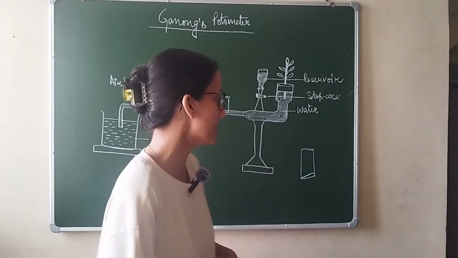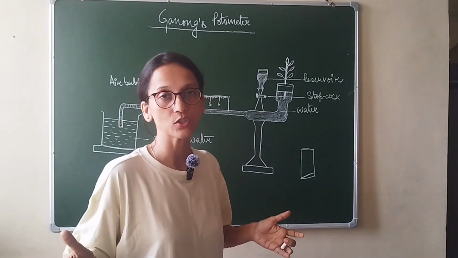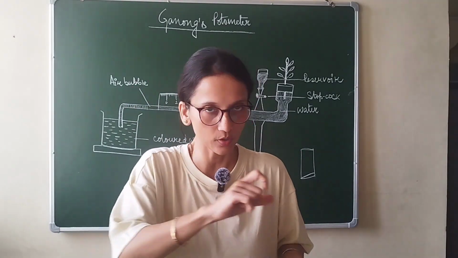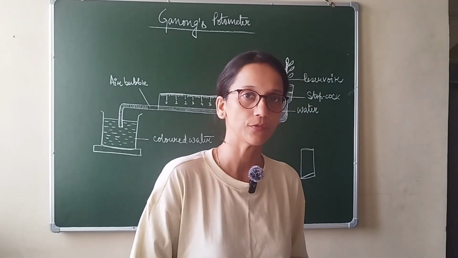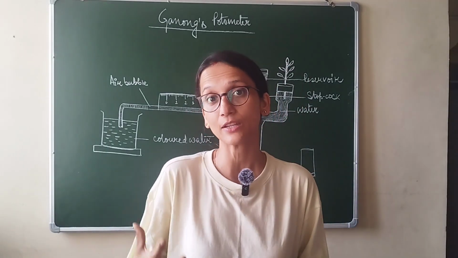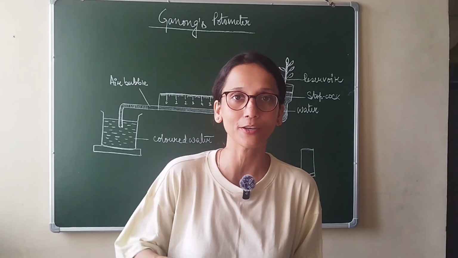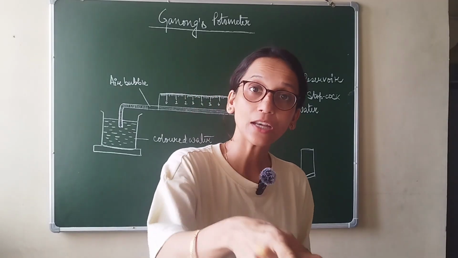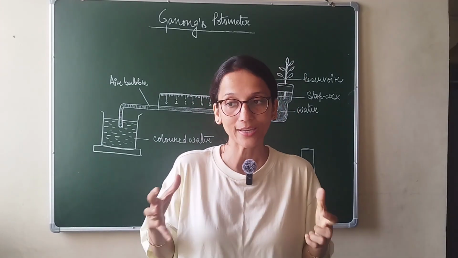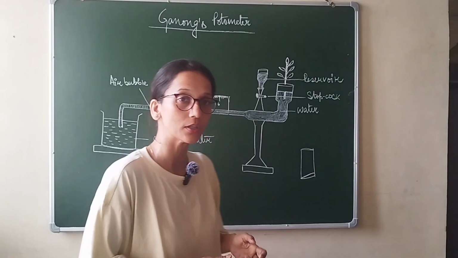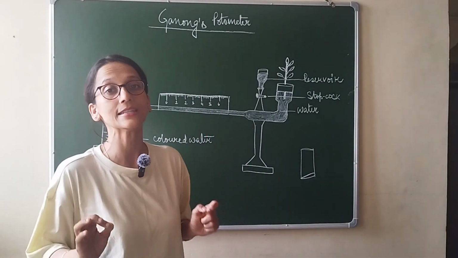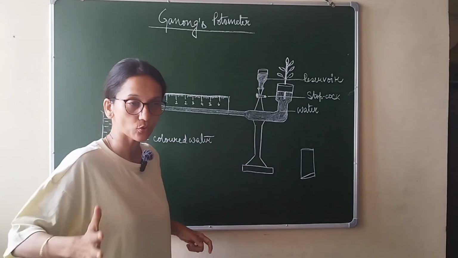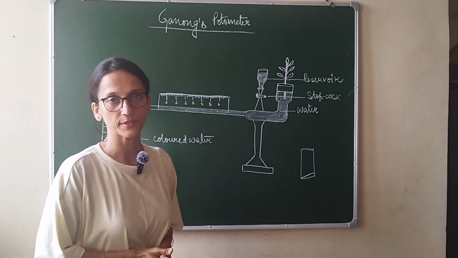How do I explain this? If I keep this setup in a place which is very sunny, it will give you a different kind of result. If you keep it in shade, it's going to give you a different result. And if you keep it in a place which is very windy, or where a fan is running nearby, that also will give you a different result. So while you are doing this experiment, you have to make sure that the conditions are maintained throughout. There cannot be the slightest difference in the conditions of the experimental setup.